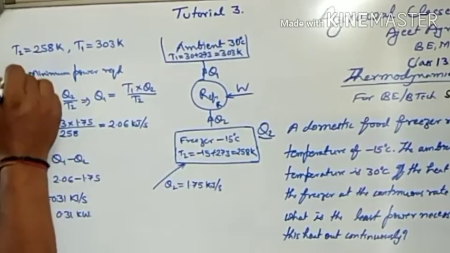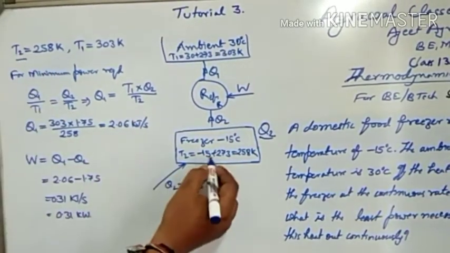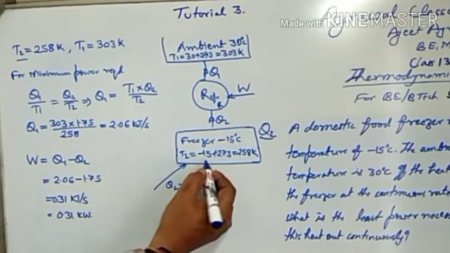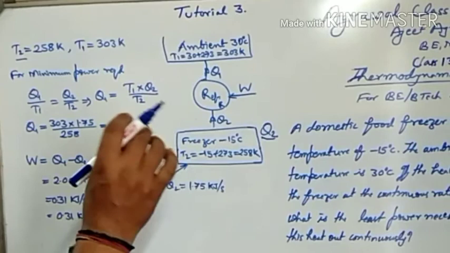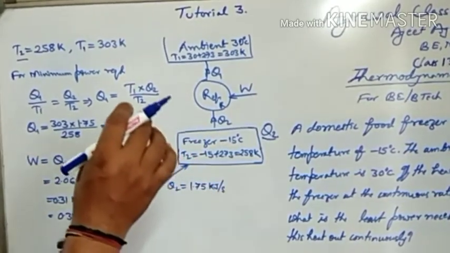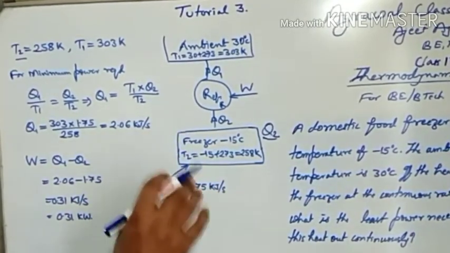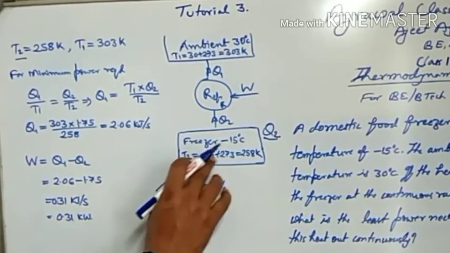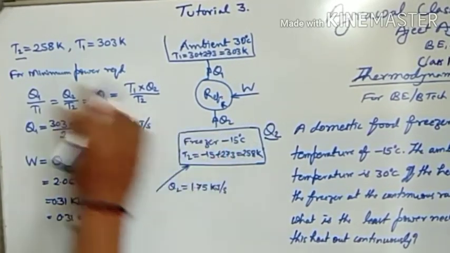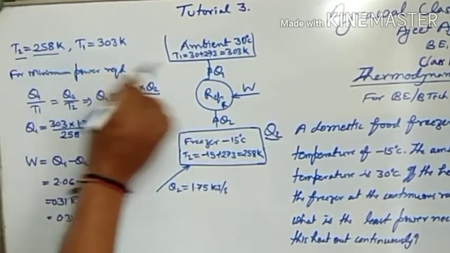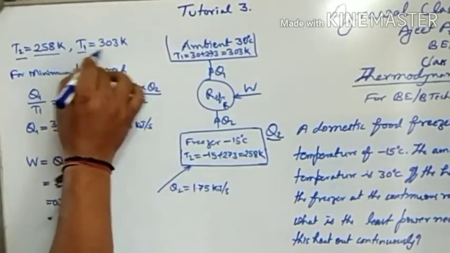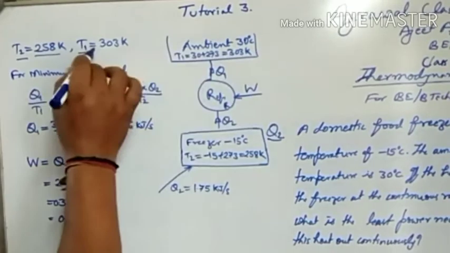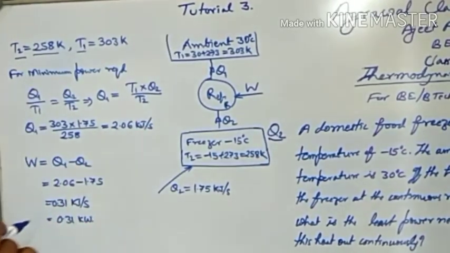Here the T2 is given as minus 15 degrees centigrade. As I said, whenever we are using the Carnot cycle, our refrigeration system or the heat pump, we have to take the temperature in Kelvin. So minus 15 plus 273, 258 Kelvin, and ambient temperature 30 degrees centigrade, that is 30 plus 273, 303 Kelvin.